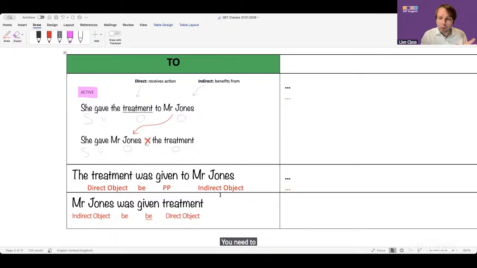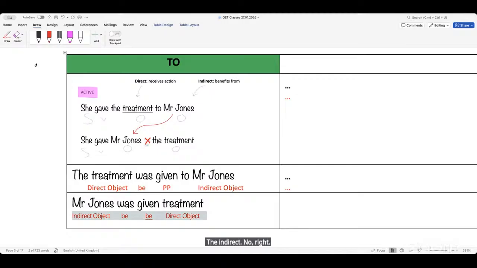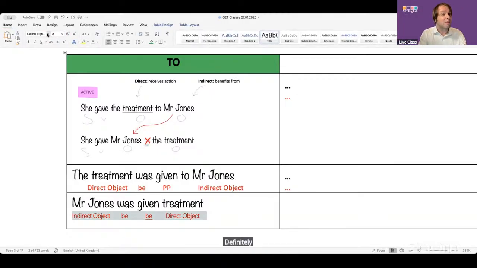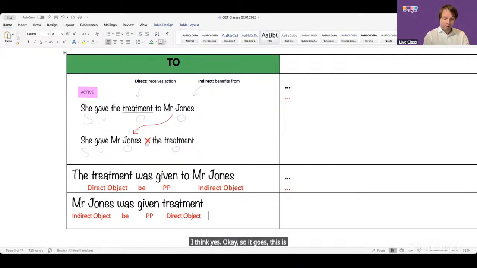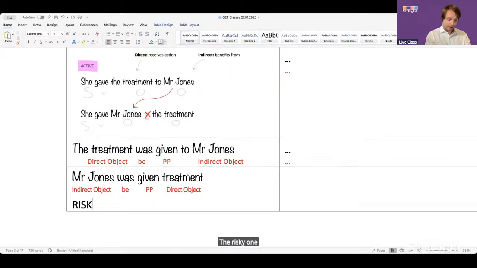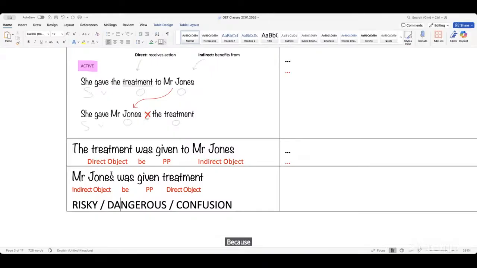One of the things that's problematic, we'll talk about this later, is can I always start with the indirect object? No, right? Guys, we cannot always start with the indirect object. Can I always start with the direct object? Yes. Okay, so guys, this is the risky one, the dangerous one, and the one that causes confusion. Does that make sense?